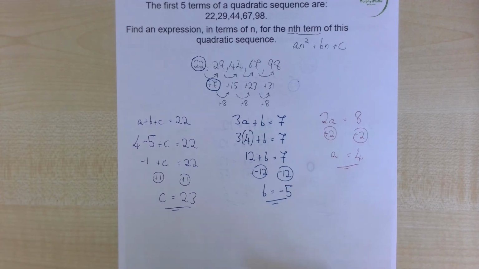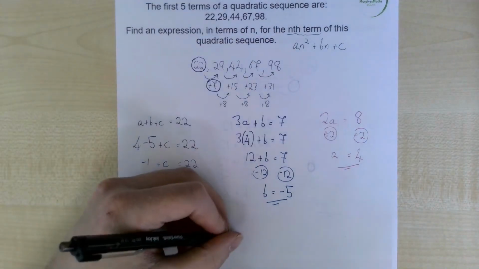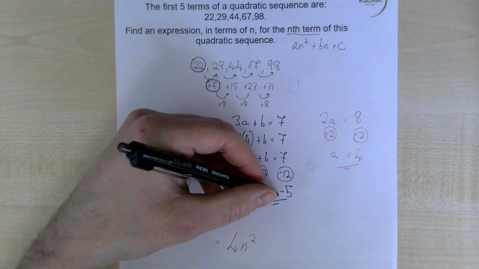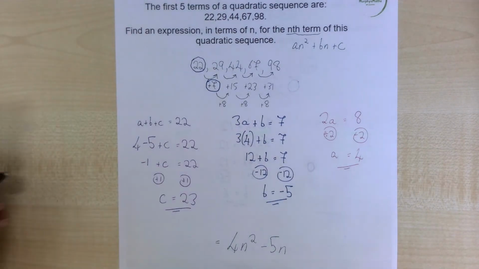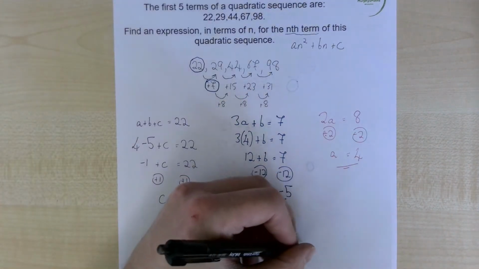And finally, so we know that it's an squared, which is 4n squared, plus bn. b is minus 5, so that needs to be a minus 5n. And lastly, plus c, it's plus 23.